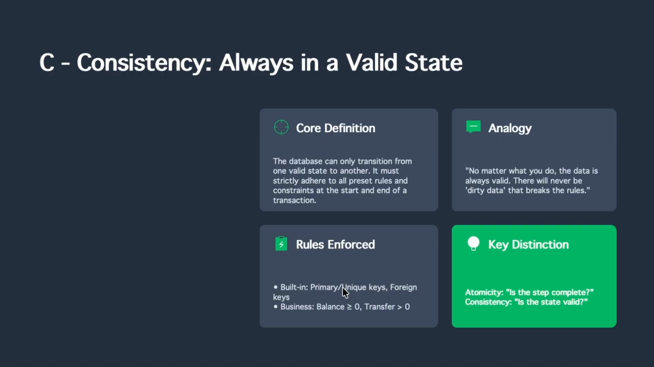Here is a key interview highlight to distinguish it from atomicity. Atomicity guarantees the transaction process is complete, while consistency guarantees the final data result is correct. InnoDB achieves data consistency through dual protection. Built-in database constraints plus transaction mechanisms of undo log, redo log, and isolation logs.